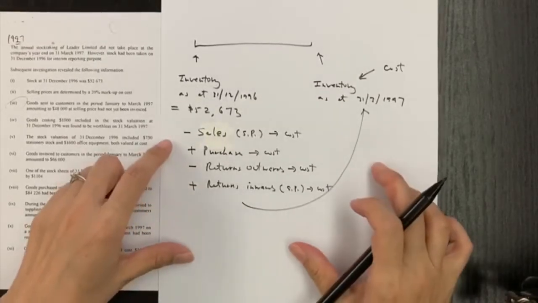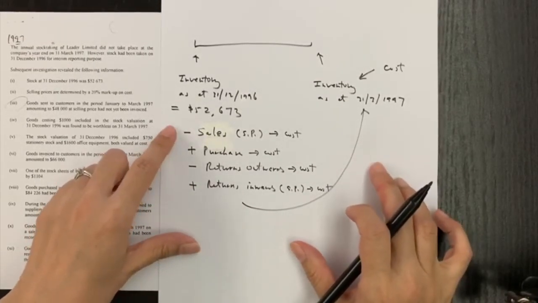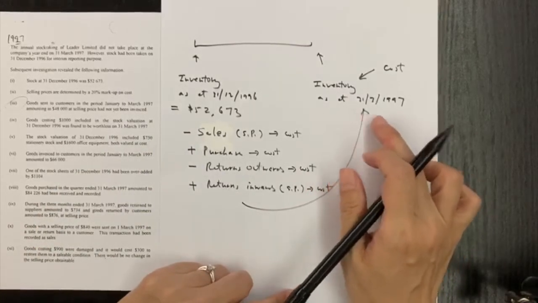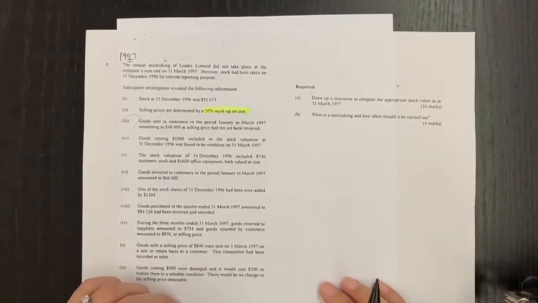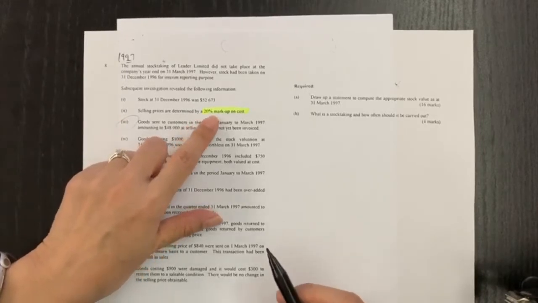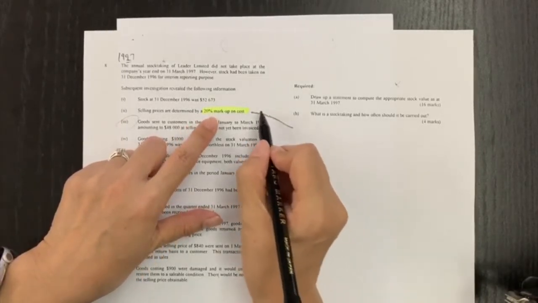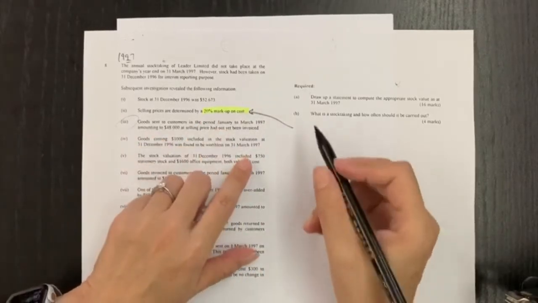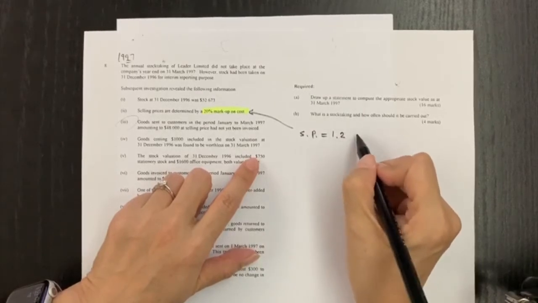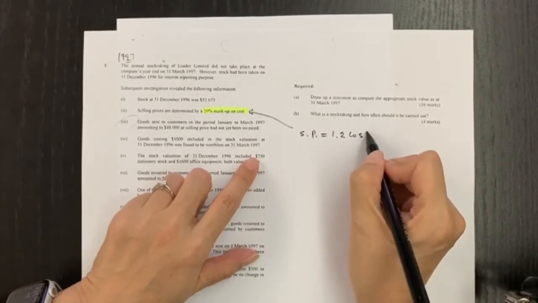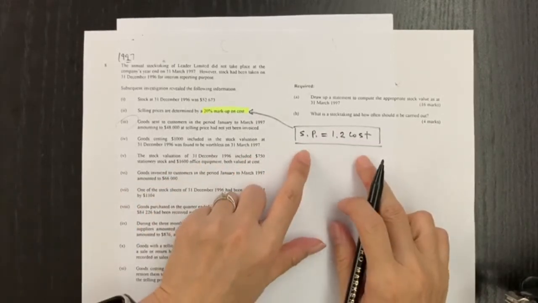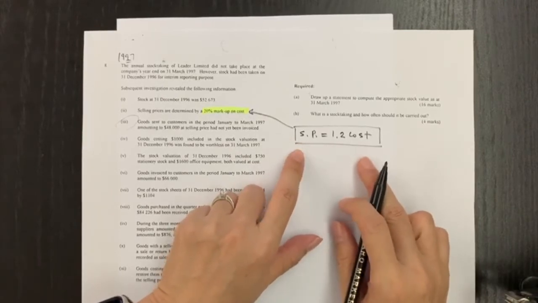Here is the diagram to explain what we are going to do in the statement to work out the value of inventory as at 31st March 1997. Next, in point number 2, we are given a 20% markup on cost. That means we can use this markup to link selling price with cost. The formula is that selling price is equal to 1.2 times the cost. We are going to use this formula to convert selling price back to cost.